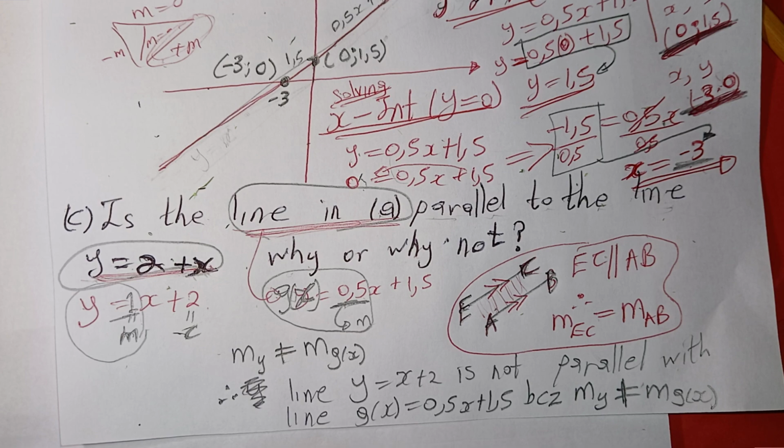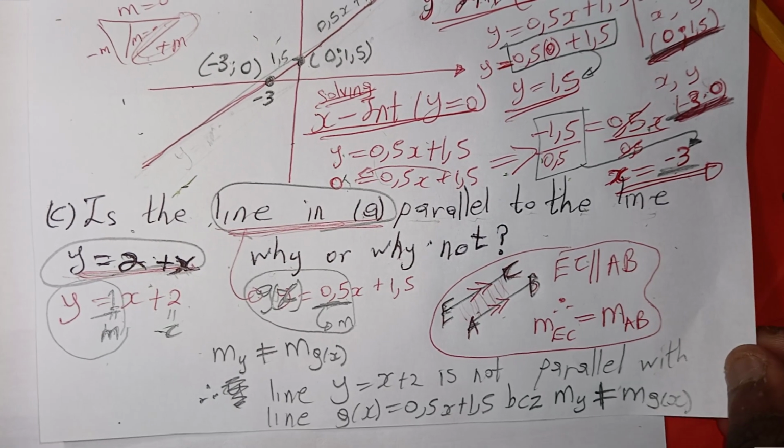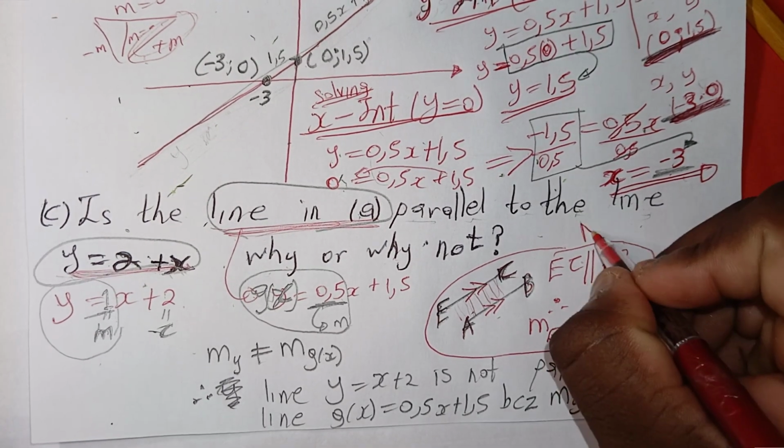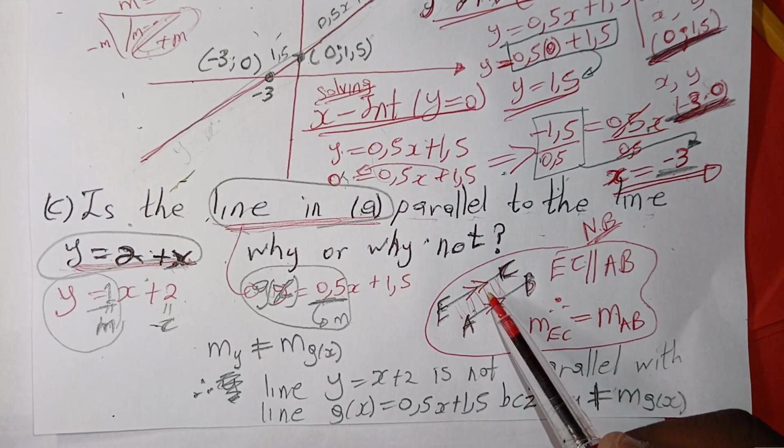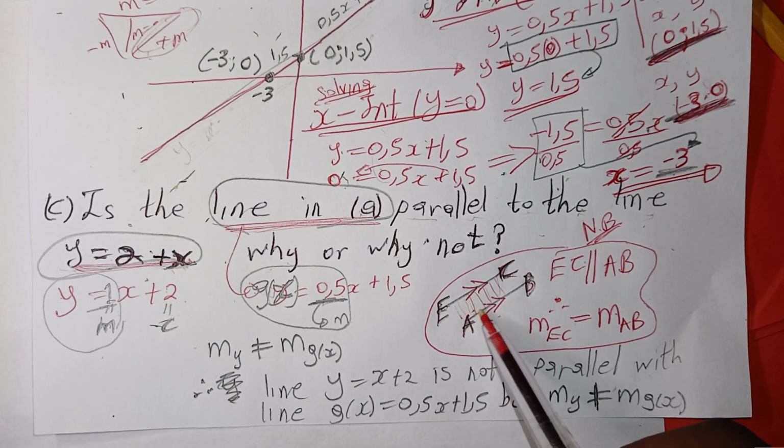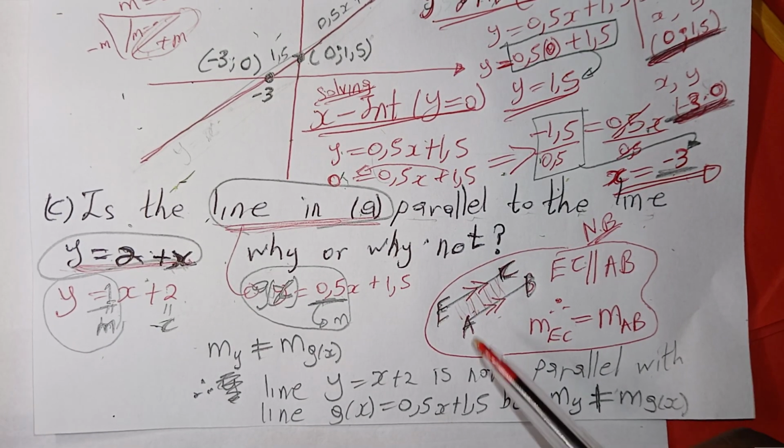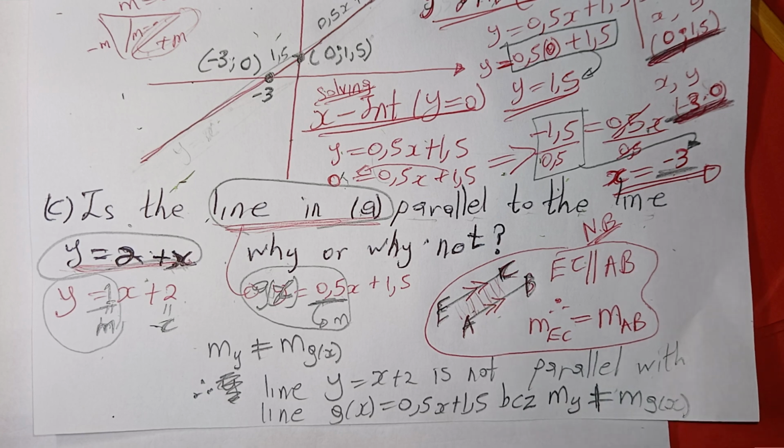Yeah. So I hope, guys, you understood this question, and try to screenshot this. Just put a note: parallel lines have equal gradients. Do you see? Yeah, you should know that.